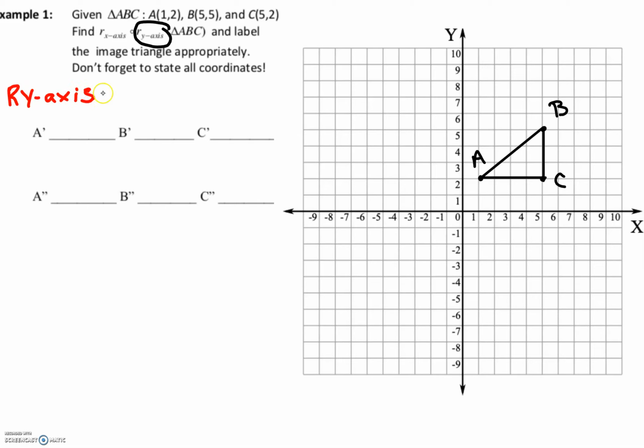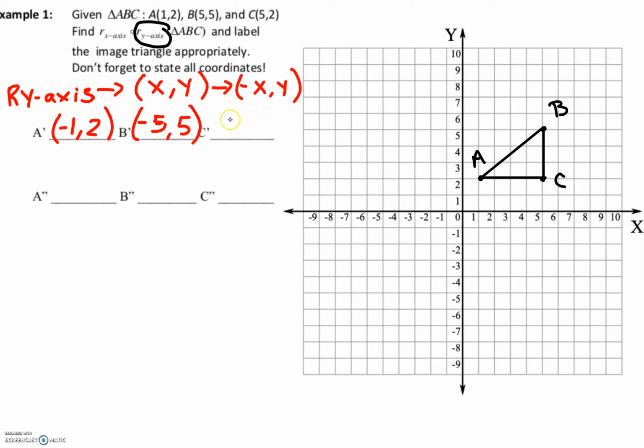Okay. And if we follow our transformation rule, reflection over the y-axis, the original points become negative x, y, meaning that the x values will change sign and the y values will stay the same. So our new triangle will be at A prime at negative 1, 2. B prime will be at negative 5, 5. C prime will be at negative 5, 2.